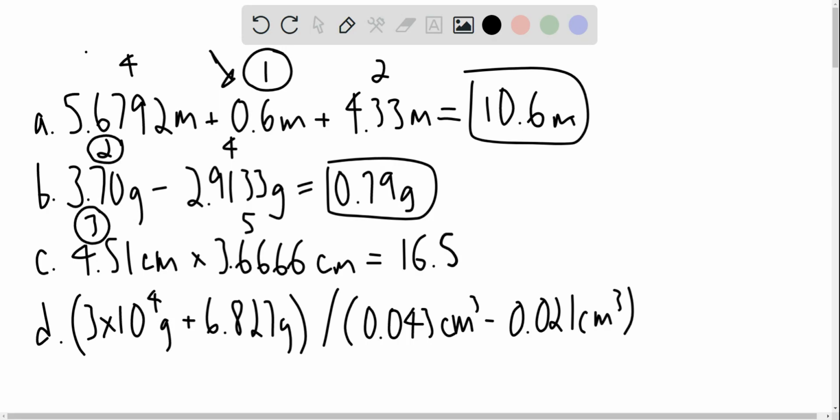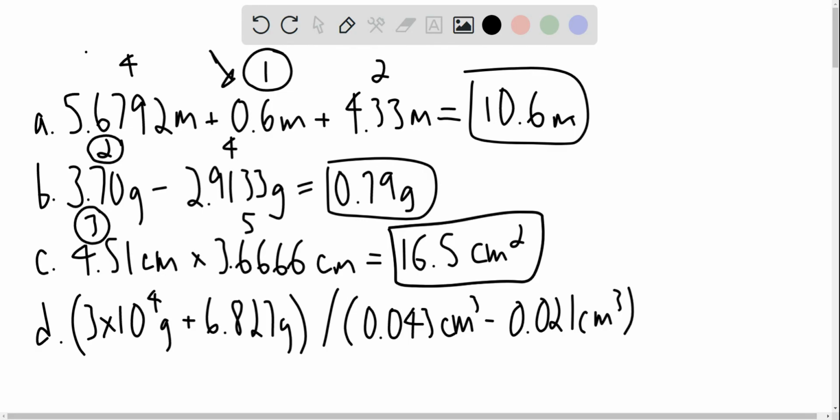So your answer is 16.5. And what are the units? Remember, for multiplication and division, you multiply the units together or you divide them, depending on whether it's multiplication or division. Whereas for addition and subtraction, you just keep the units the same. So for here, since it's multiplication, we're going to multiply the units together, and it'll be 16.5 centimeters squared.